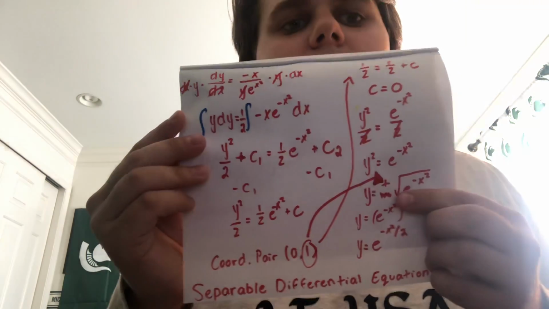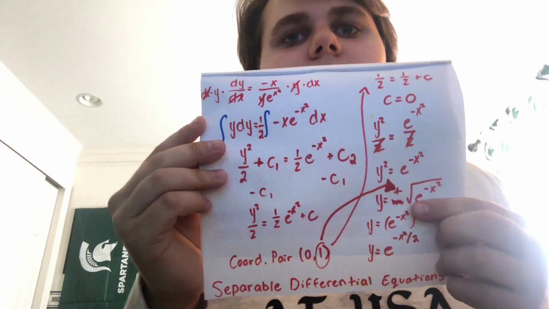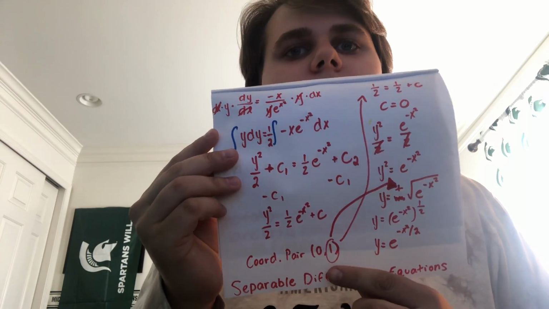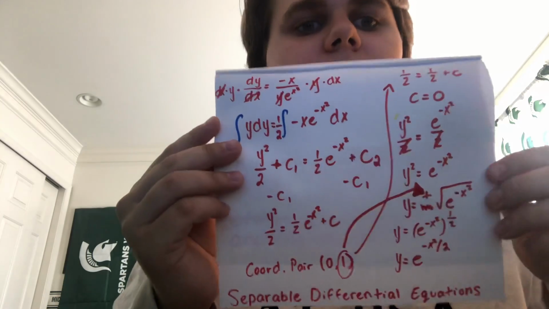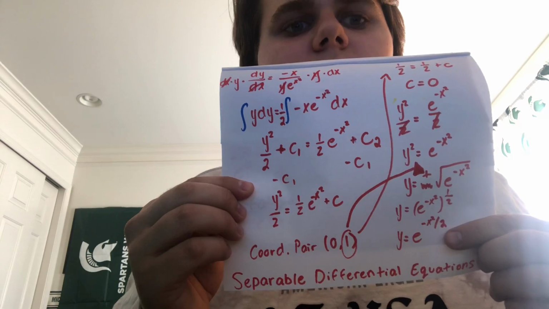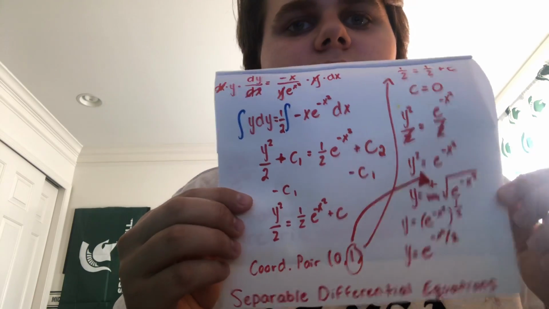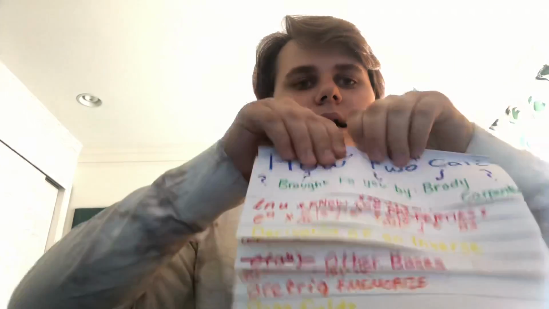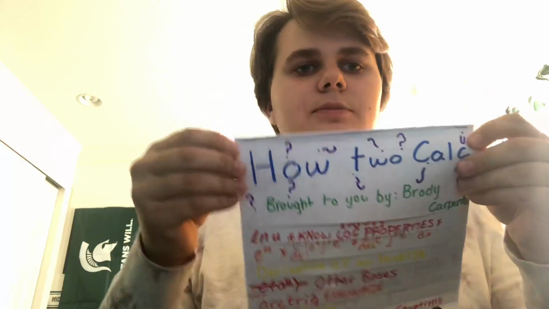And then you know that y is either going to be plus or minus the square root, but you know that it's going to be plus, taking from the positive 1 over here, because y is positive. And then you get down here and you solve for y, and you get y is equal to e to the negative x squared over 2. And that is my little flipbook thing on chapter 5, How to Calc by Brody Carpenter.